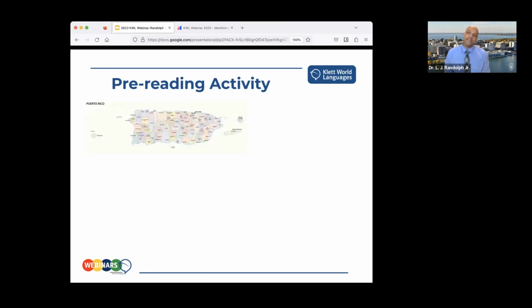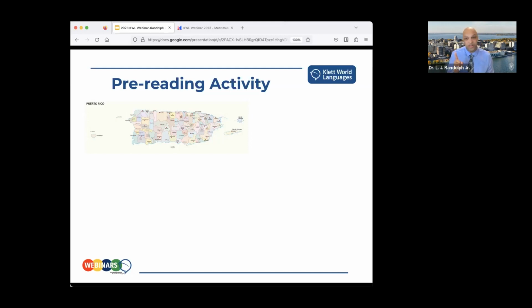And so I linked this to what happened with Hurricane Maria in Puerto Rico and the community activism that happened in those regions when we think about issues of environmental justice. So as a pre-reading activity, we look at Puerto Rico. And do we talk about Puerto Rican culture? This is what Puerto Rican culture is. This is what Puerto Rico looks like.